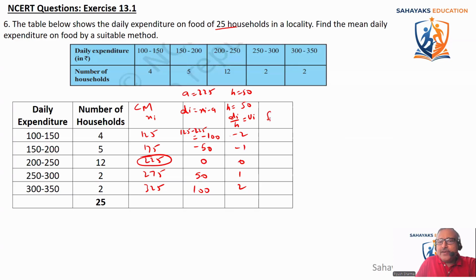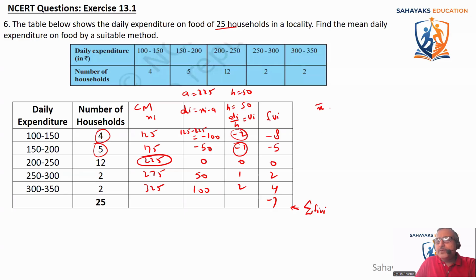Now we're going to find out fi ui. So minus 2 multiplied by 4 comes as minus 8. Minus 1 multiplied by 5 comes as minus 5. This is 0. 1 into 2 is 2, and 2 into 2 is 4. Now we're going to find out sigma fiui. So it is 4 plus 2, 6. 6 minus 8 minus 2, minus 2 minus 5 is minus 7. This value comes out to be minus 7.